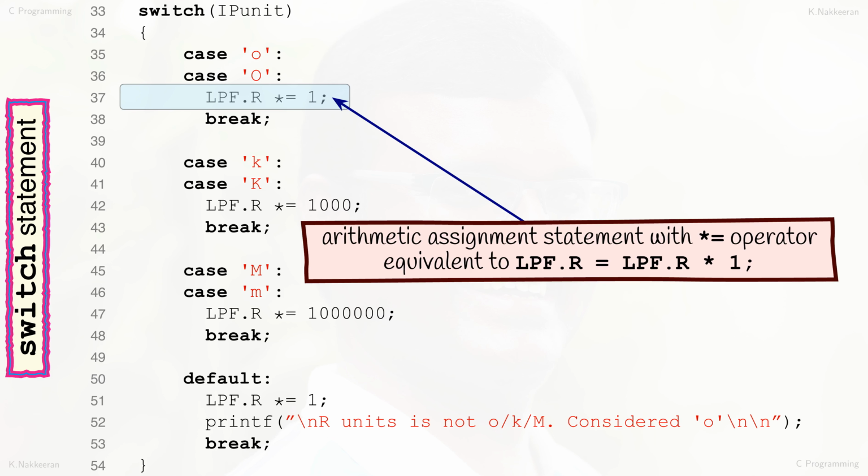Line 37 is the arithmetic assignment statement to rescale the resistance value LPF.R by times 1. This rescaling of LPF.R value is carried out for the case either lowercase o or uppercase O as IP unit character that represents the unit's ohm for the resistance. Multiplying by 1 is not going to change the value of LPF.R, but here it is written just for the completeness.